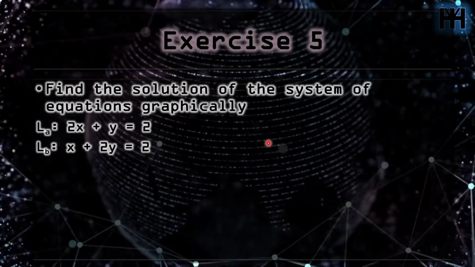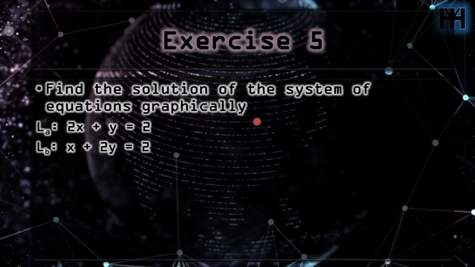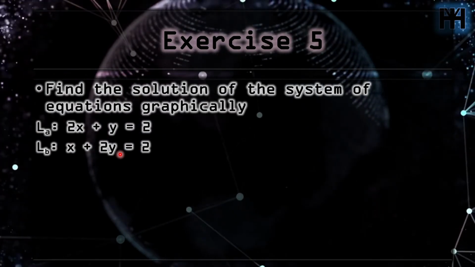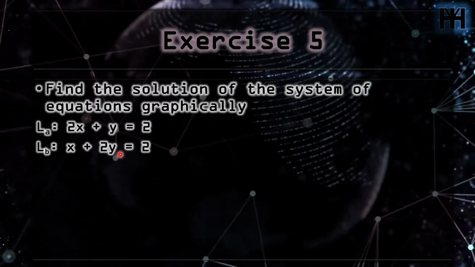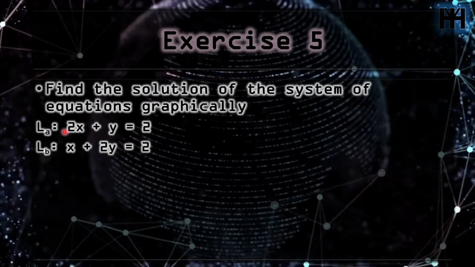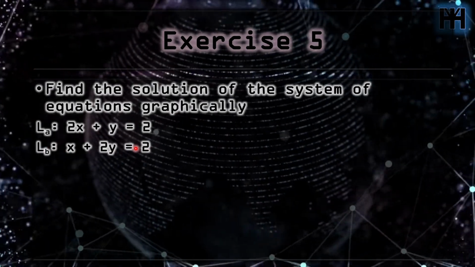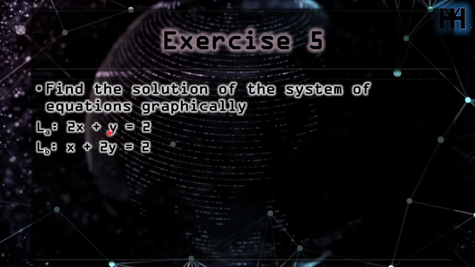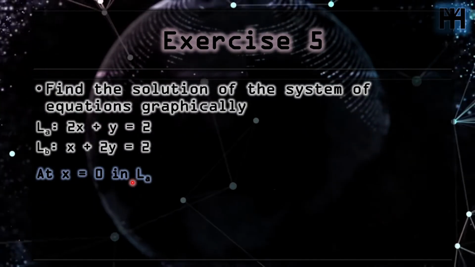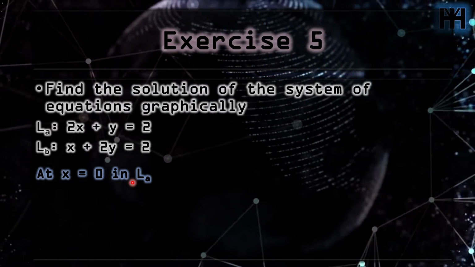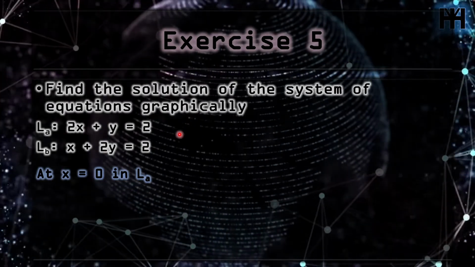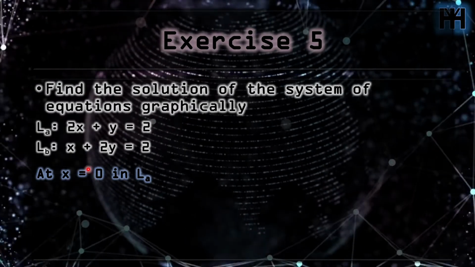Okay, they want us to find the solution of the system of equations graphically. They give us the two equations, so the thing to do here is to substitute to get 2 points. We only need 2 points to draw a line, so we'll get 2 points from LA and 2 points from LB, and then we can draw the two lines. Let's start with LA. Let's say x equals 0 in LA. Of course, you have the freedom to choose any number, but 0 is the easiest because it totally eliminates x. If we choose 1, then 2 times 1 plus y equals 2, so y will be 0, but 0 eliminates the x.